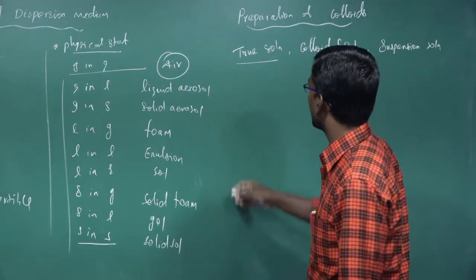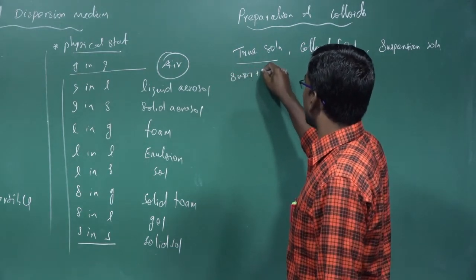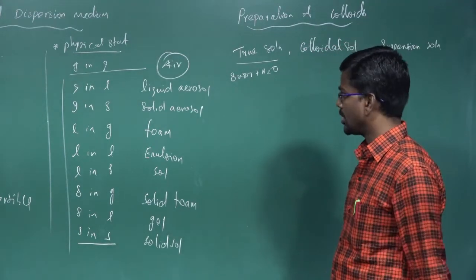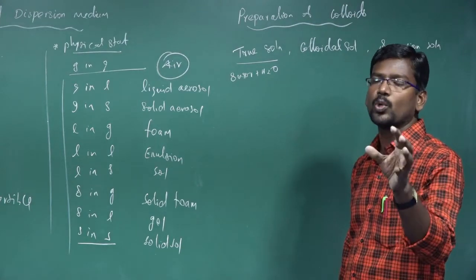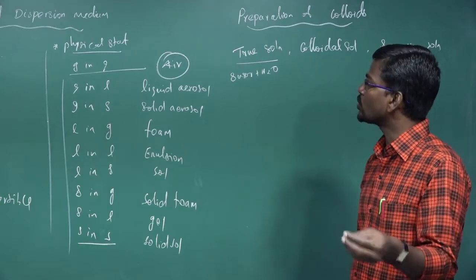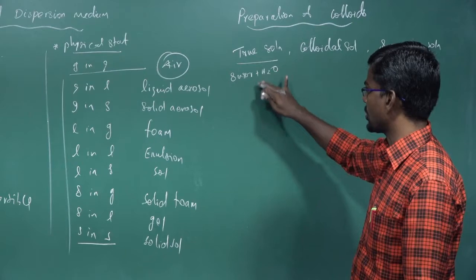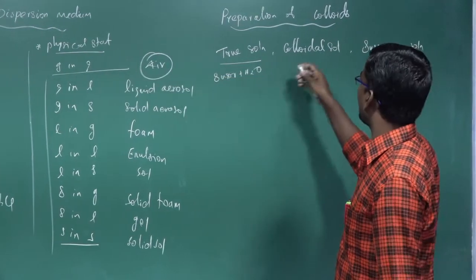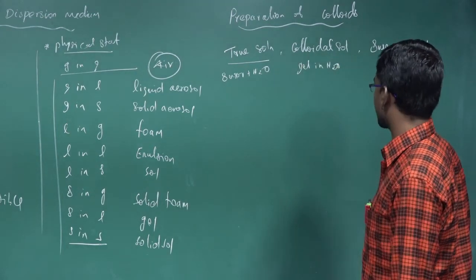What is an example of a true solution? For example, sugar in water. Sugar completely dissolves in water to form a true solution. The sugar is a small quantity, called the solute. The water is a larger quantity, called the solvent. So the sugar is completely miscible with water to form a true solution. Another one, colloidal solution: for example, gel in water is a colloidal solution example.